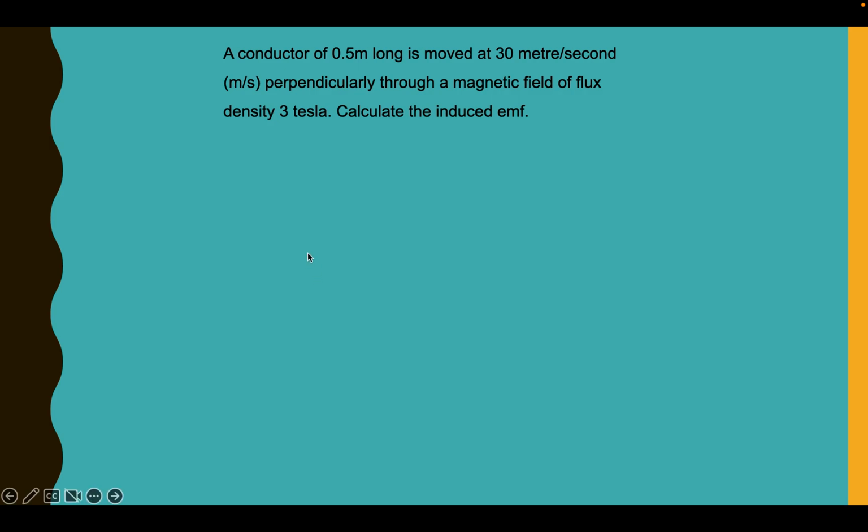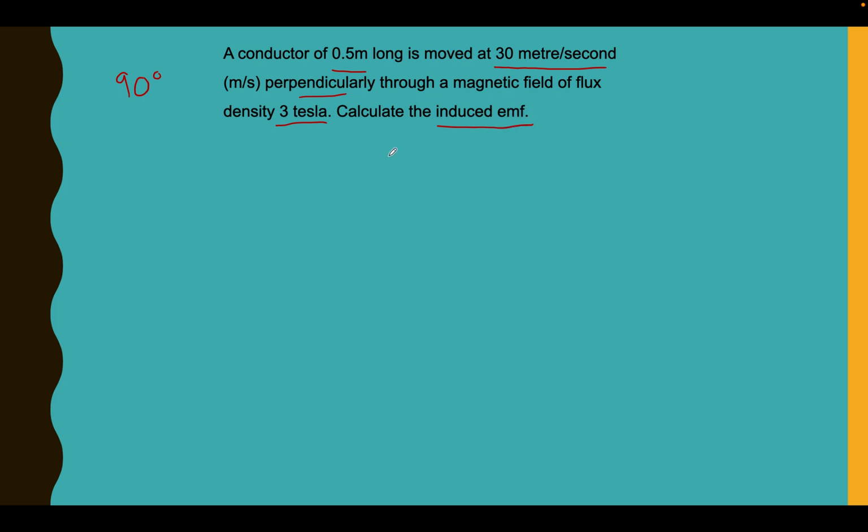Okay, so what have we got? Let's analyse this question and read it out together. And as we usually do, let's underline stuff as we go. So a conductor of 0.5 meters length is moved at 30 meters per second, perpendicularly, which means at 90 degrees, at a right angle, through a magnetic field of flux density 3 Tesla. And we want to be calculating the induced EMF.